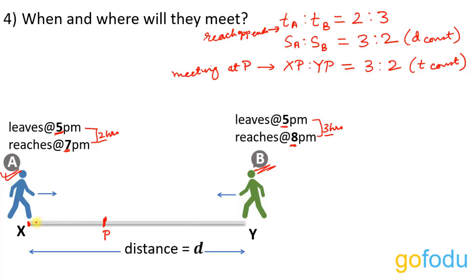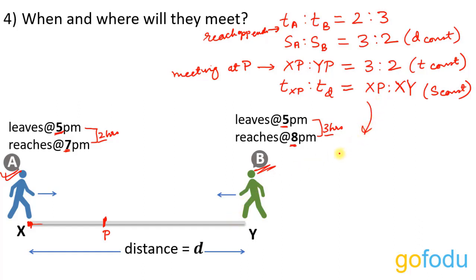So we can say time taken by A to cover this patch XP is to time taken by A to cover this whole distance d will be directly proportional to the distance, XP is to XY. Why? Because speed is constant now, when we are focusing only on A's journey from X to Y.